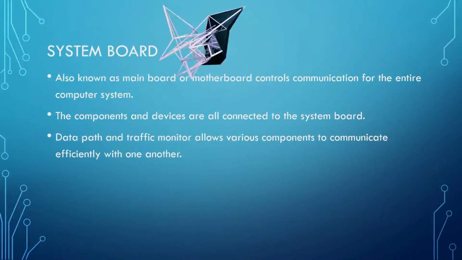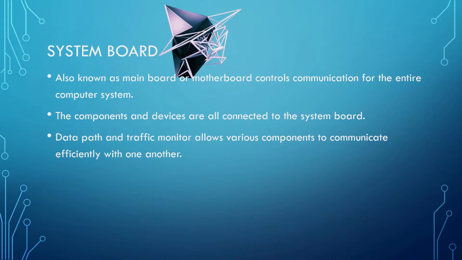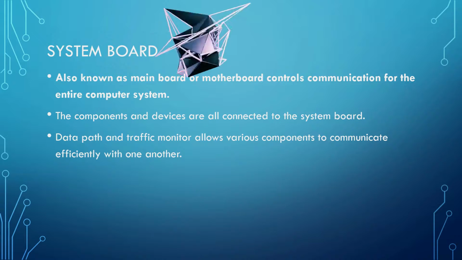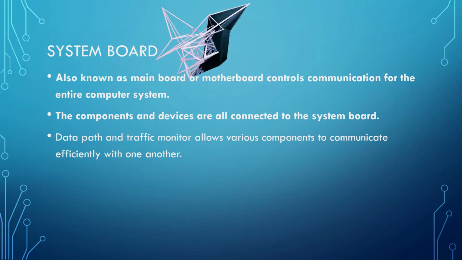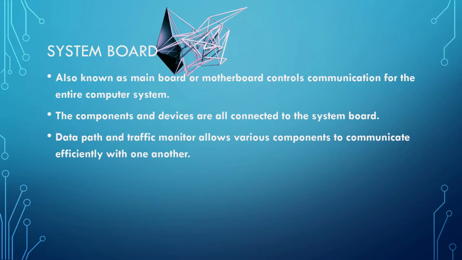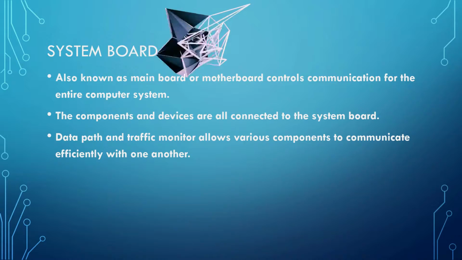Next is the system board. The system board is also known as the main board or motherboard, which controls communication for the entire computer system. The components and devices are all connected to the system board. Data path and traffic monitor allow various components to communicate efficiently with one another.